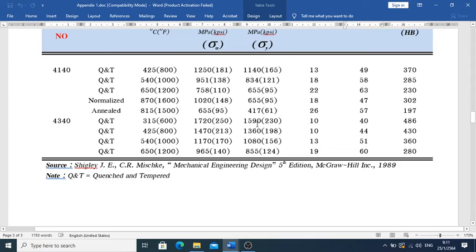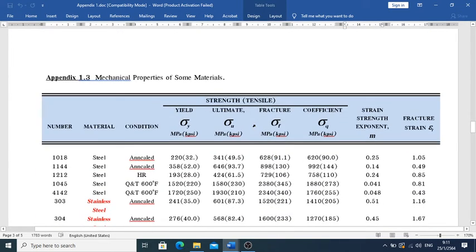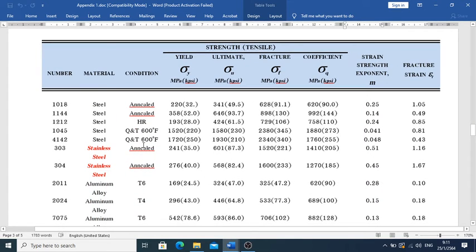Of the 3 to 4 times of the sigma y that we got for the normal steel. And then another material that I would like to show you is the stainless steel. Stainless steel is the steel where it is really difficult to get some kind of stain on it.